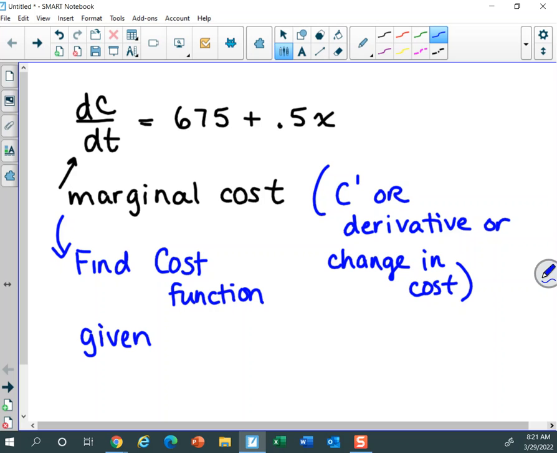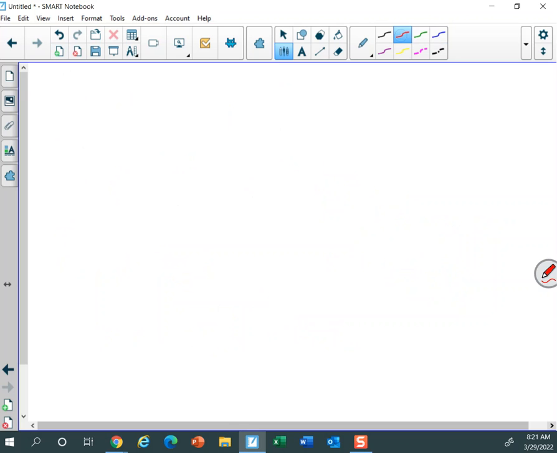And we're going to find the cost function given this marginal cost function and given the C value, the cost value at 12 is 8136. Okay. So this is kind of a combination of several lessons. Marginal cost to cost, derivative of a function to the function, that's an antiderivative question. So the first step in this problem is to find the antiderivative.